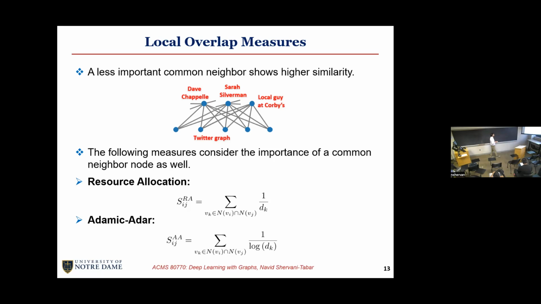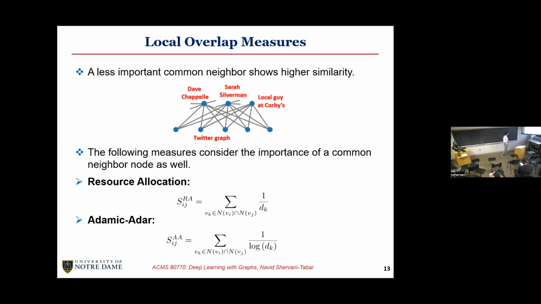So in this figure, Dave Chappelle would add 1/1,000,000th similarity for two of us. Silverman is going to add 1/12 million, and this local guy, let's say that he has 500 people following him on Twitter, is going to add 1/500, which is a larger value. So he is adding more similarity in this resource allocation equation.